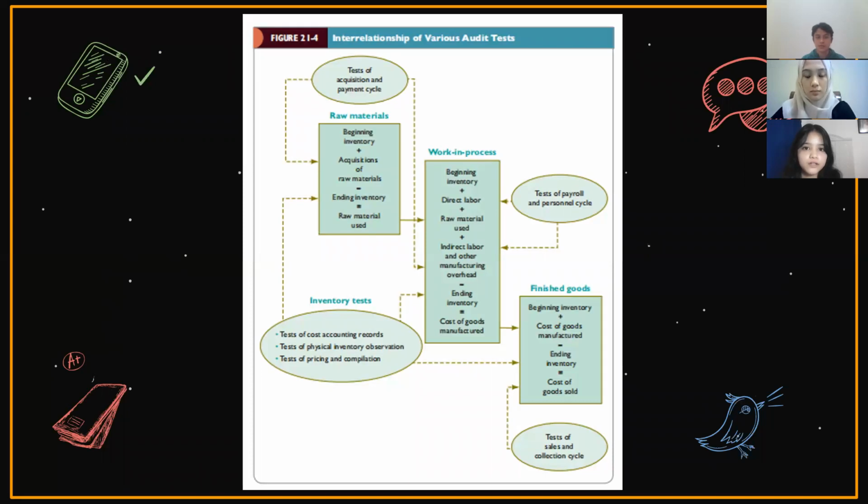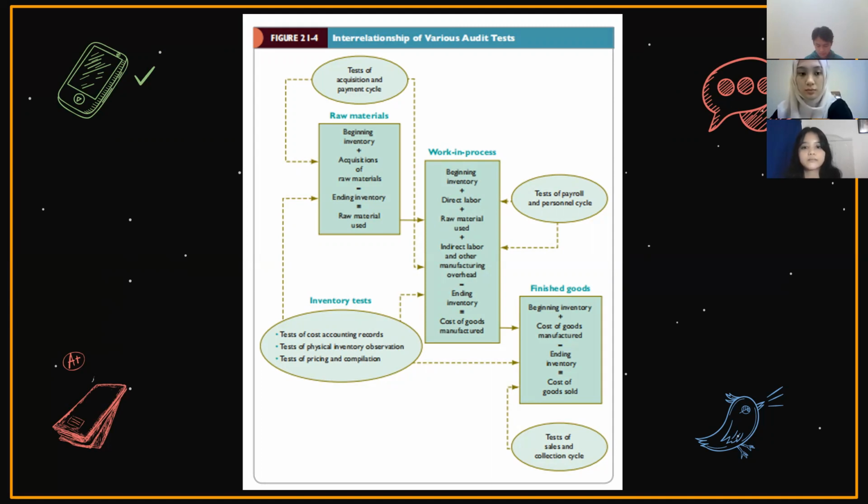Interrelationship of the various audit tests. For the inventory tests, there are three tests: test of the cost accounting records, test of the physical inventory observation, and test of the pricing and compilation. For the test of the acquisition and payment cycle, for the raw material, the formula is beginning inventory plus acquisition of raw material minus ending inventory equals raw material used.